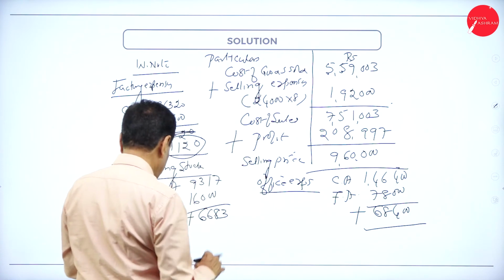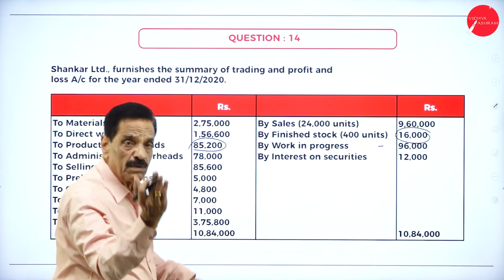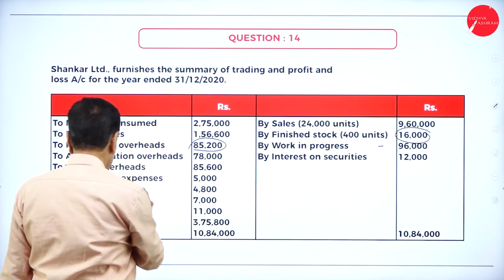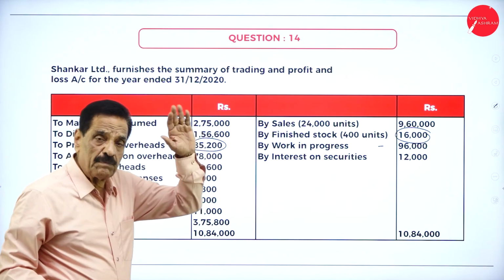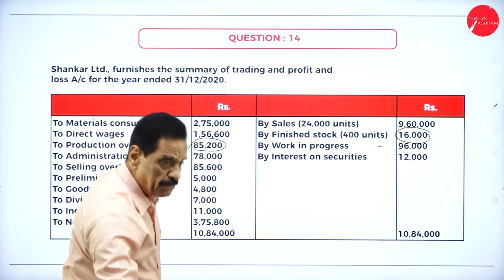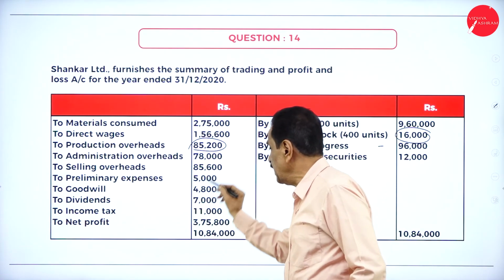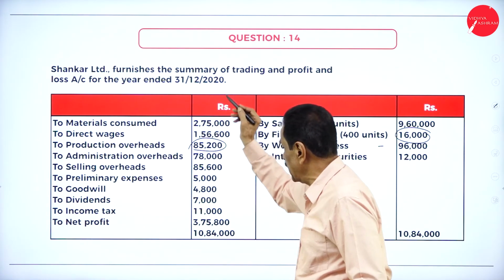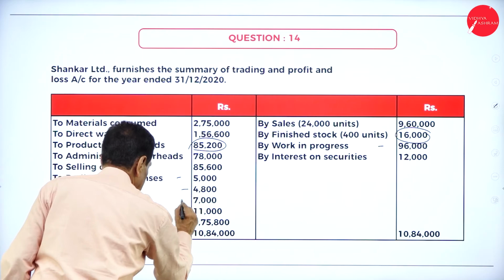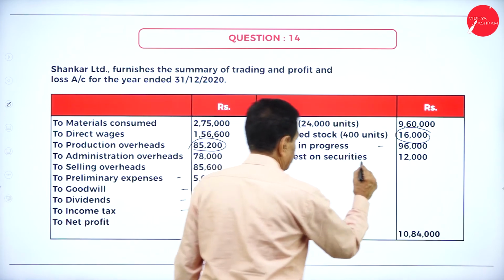Then regarding interest on securities, the financial profit will be raised, so you raise the CA profit also. Preliminary expenses reduce the profit in FA, so reduce the CA also. Goodwill written off, financial profit will be reduced, so reduce the costing account too. Dividend, reduce the CA. Income tax, reduce the CA. So all of these become minus, and the others become plus.